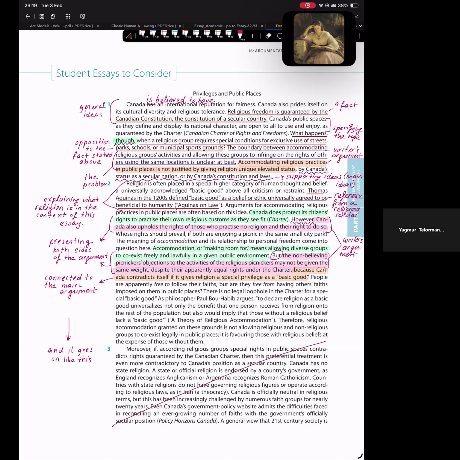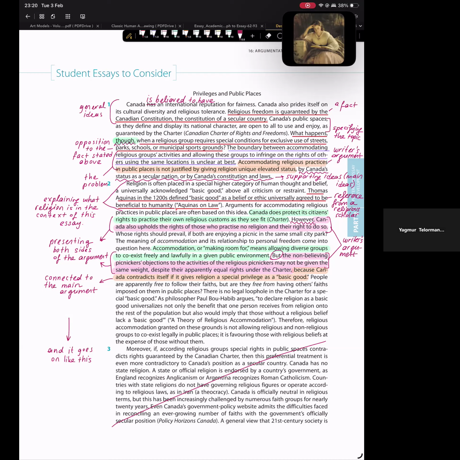And after that comes: religious freedom is guaranteed by the Canadian Constitution, the Constitution of a secular country. It is okay to sound sure of yourself in this sentence because it is a fact. It is written in the Canadian Constitution, so you can say is guaranteed, because you can see it with your own eyes in the Canadian Constitution.